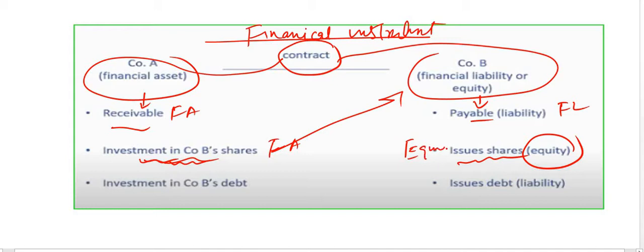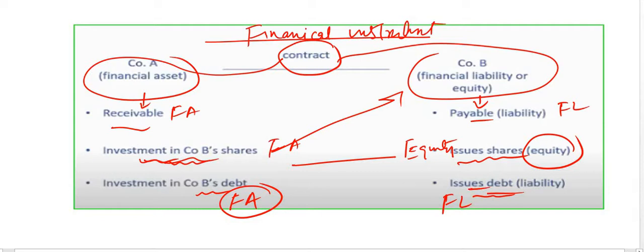Now another example: let's say an investment in company B. This company B has issued some bonds, okay? And company A has invested, they have some investment in this debt instrument or these bonds. So this contract will create a financial asset for company A, while a financial liability for company B, because company B wants to raise finance by issuing a bond, and party A has invested in company B's bond, so it will create a financial asset.